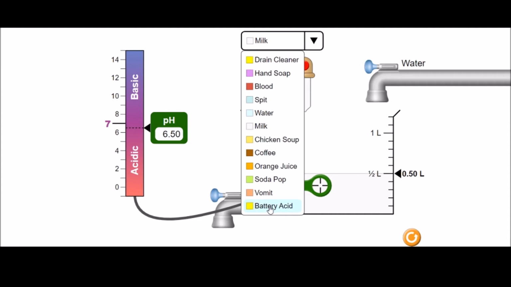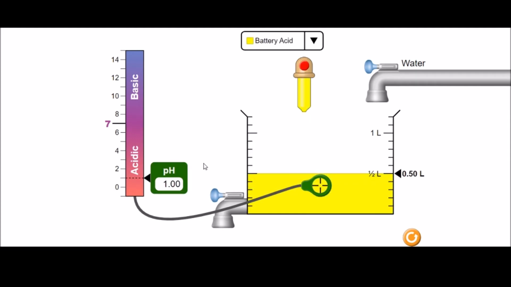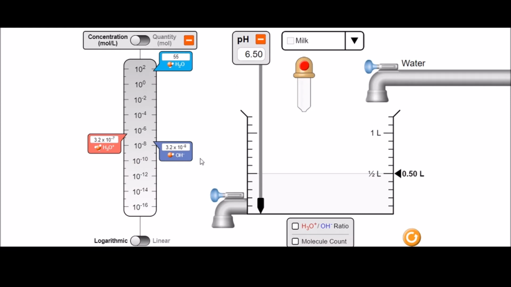Let's take one more. We have battery acid, and you know that in batteries sulfuric acid is used, and sulfuric acid is a very strong acid, and that is why the pH over here is 1. Let's do some more experiments. We are provided with the same pH scale, but it is now showing you the concentrations of H3O positive ions, which are the acidic ions.